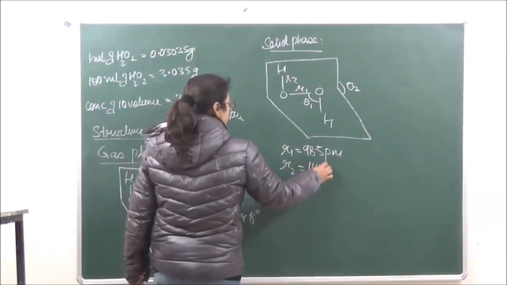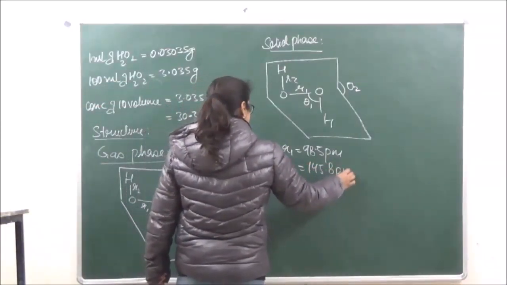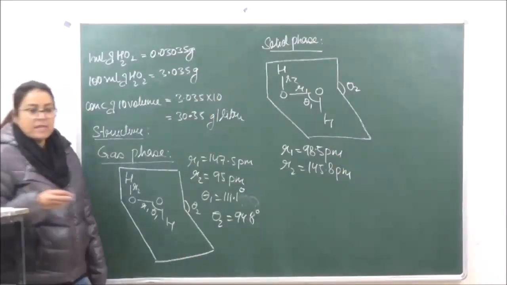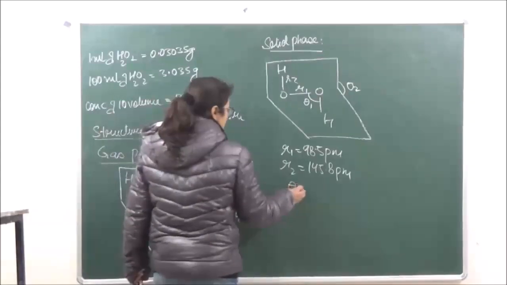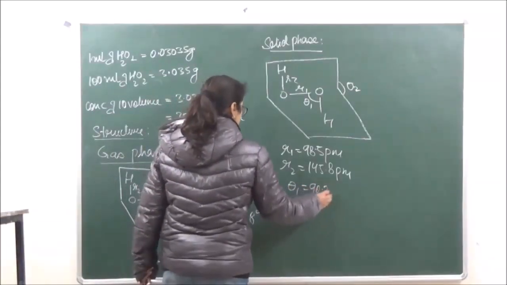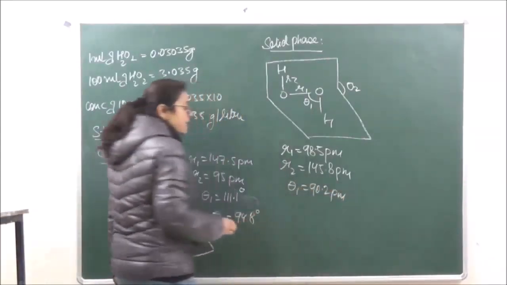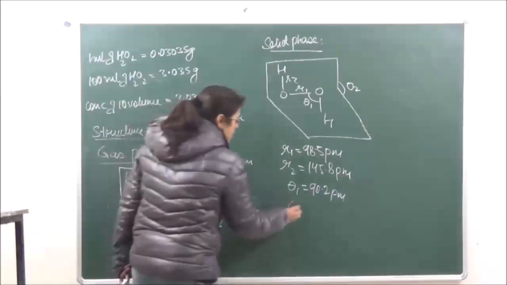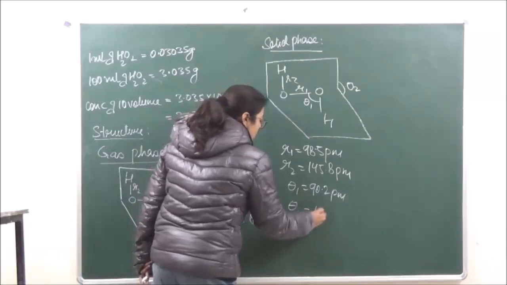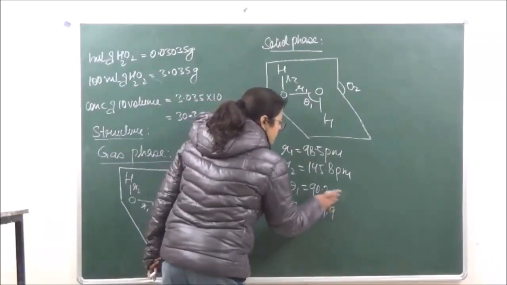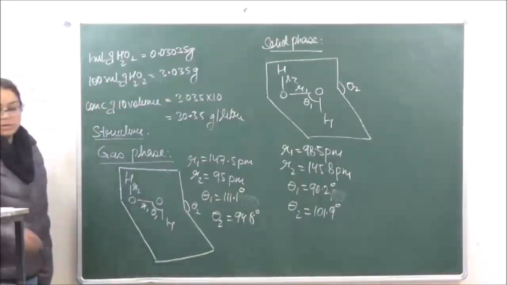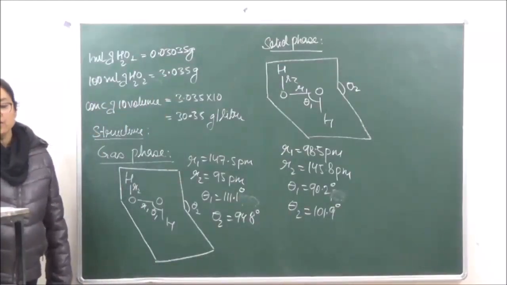It is 145.8 picometers, right? And then we have theta 1, which is 90.2 degrees, and we have theta 2, 101.9 degrees, right? So this is going to be the structure.